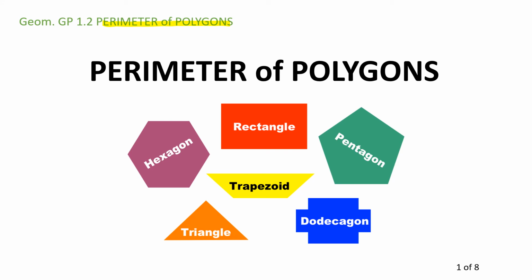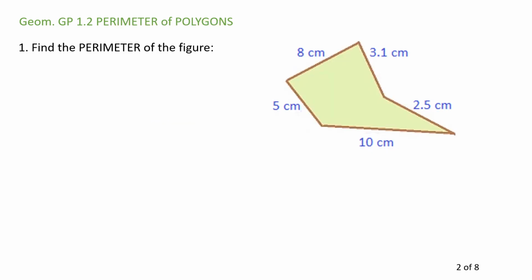Pretty much the same thing we've been doing, except we're going to be using the Pythagorean theorem to find slants. So look at the first question. It says to find the perimeter of the figure. A perimeter basically is just the length around.